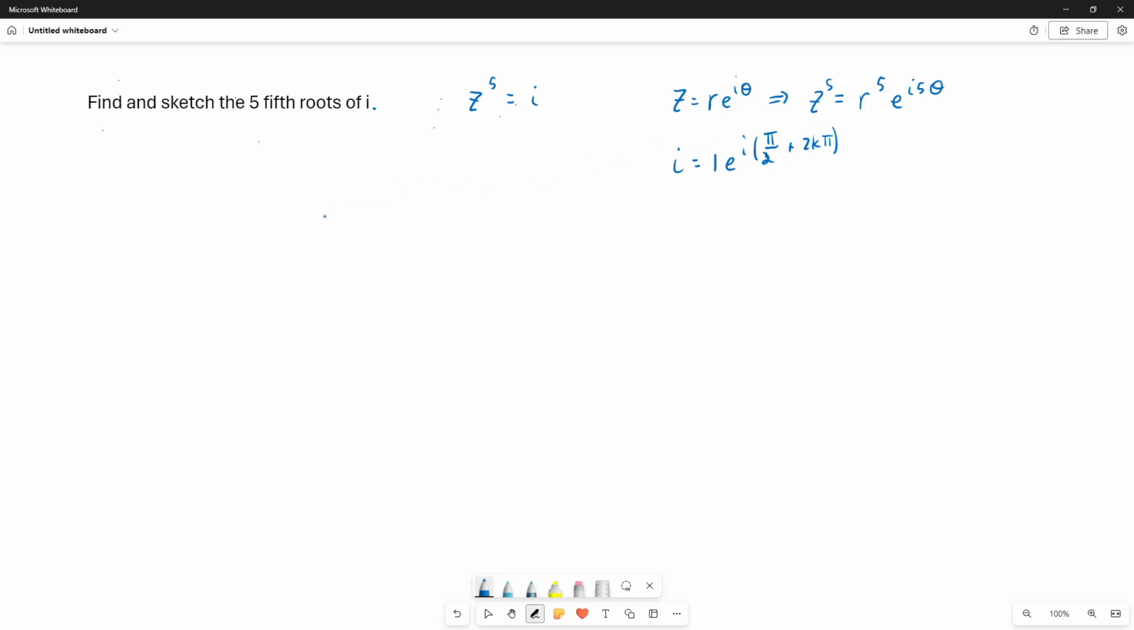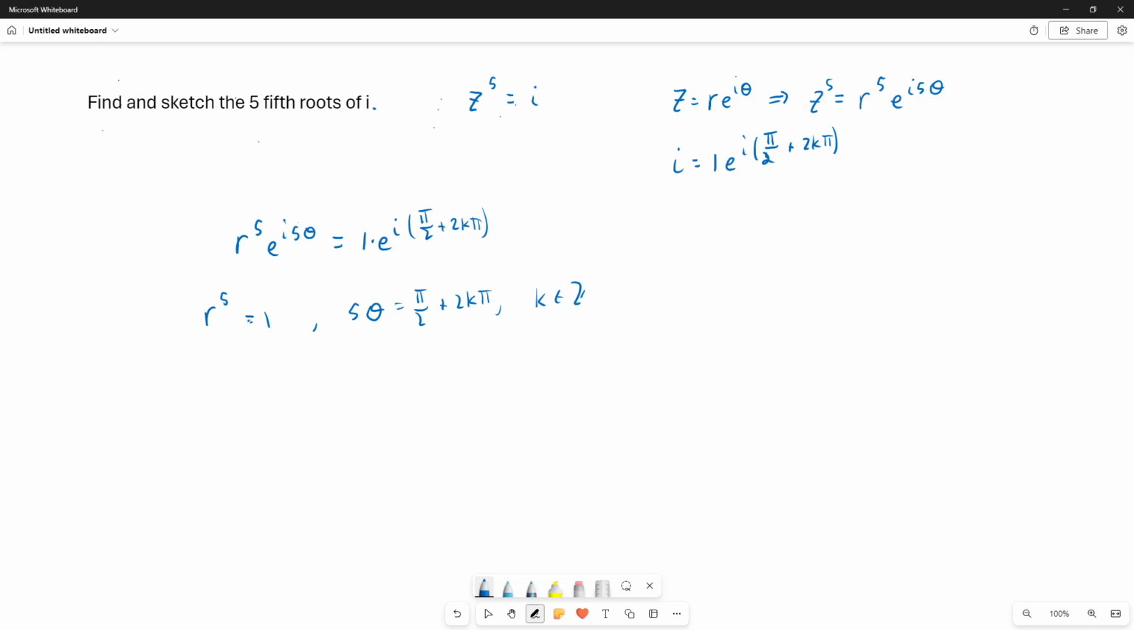So equating these, r to the fifth e to the i 5 theta, that's z to the fifth, equals i, which is 1 times e to the i pi over 2 plus 2k pi. And equating these, we have two equations. r to the fifth is equal to 1, and 5 theta is equal to pi over 2 plus 2k pi. k is any integer.